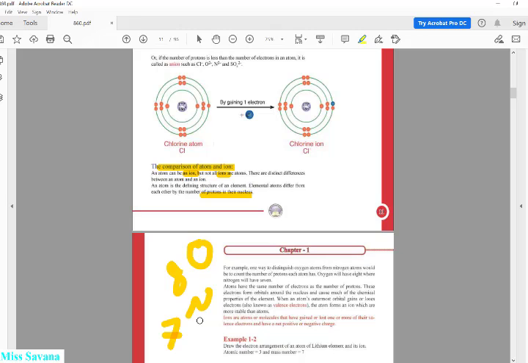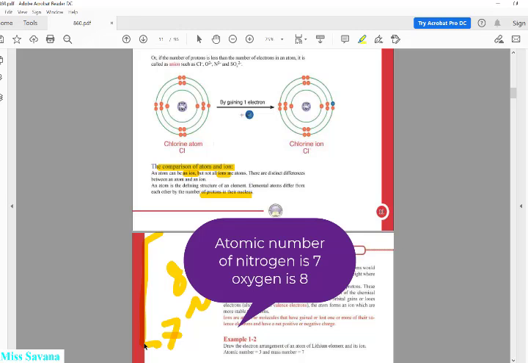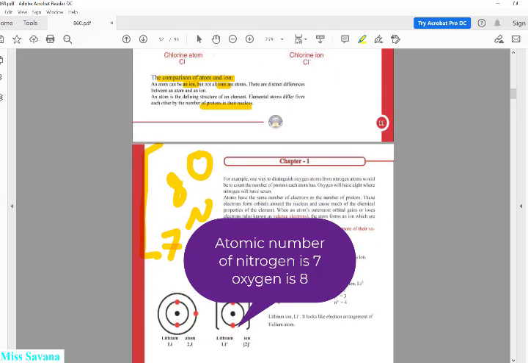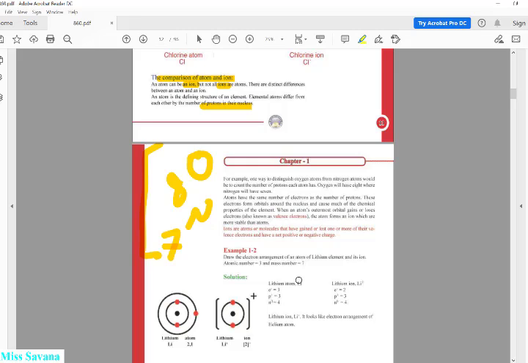Okay, so the only difference between these two, the only difference between the oxygen atom and the nitrogen atom, is the atomic number. Okay, and also the neutron number. But the structures of the nucleus are the same.